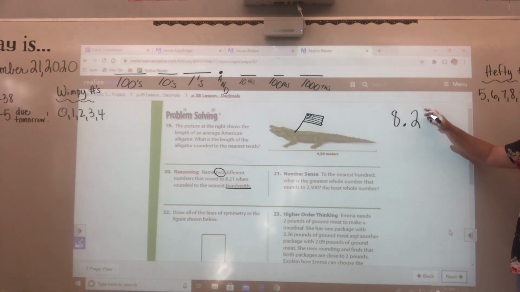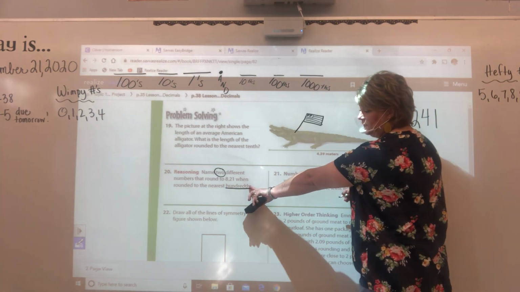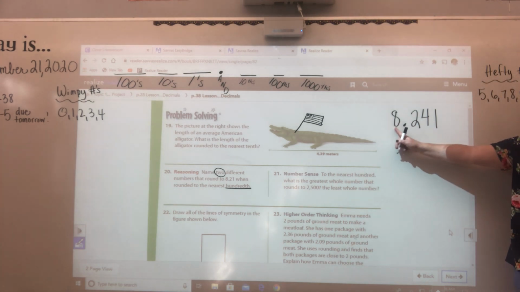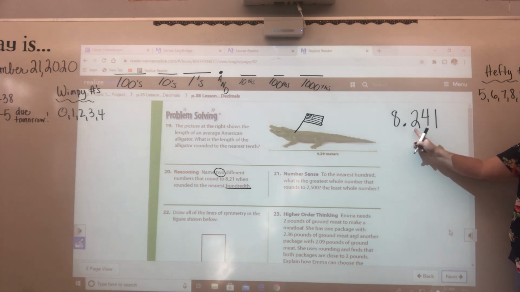2, 4? 1. Okay, let's see if we like his answer. What are we rounding to right here? Hundredths. Would this be the hundredth spot? No. Actually, what's this spot? Thousands. Would this be the hundredth spot? No. What place is that? 10. Would this be the hundredth spot? Yes. So I'm going to underline it. Now I'm going to look next door.